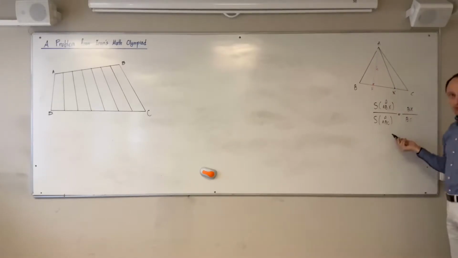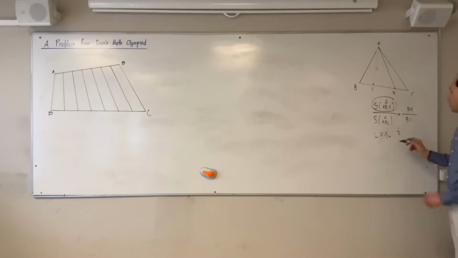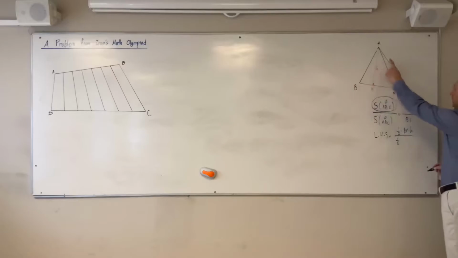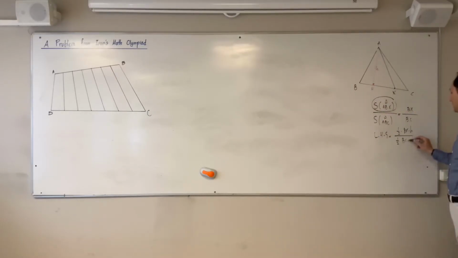That's extremely simple, because if you start from the left-hand side, the area of this triangle is 1/2 its own base, which is BX, multiplied by the height corresponding to that base, which in this case is H. And I do the same thing here, but this time the base of the bigger triangle is BC, but still the height is the same. So you see that these all cancel, and what is left for me is exactly the fraction on the right.